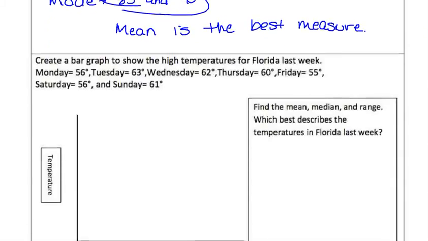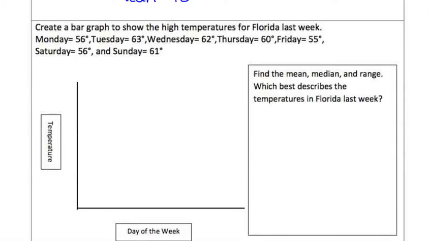Now, the next one we're going to do is make a bar graph. So it says, create a bar graph to show the high temperatures for Florida last week. Monday's 56, Tuesday's 63, Wednesday's 62, Thursday's 60, Friday's 55, Saturday's 56, and Sunday is 61. Let's put those in order. So we have 55, 56, 56, 60, 61, 62, and 63.